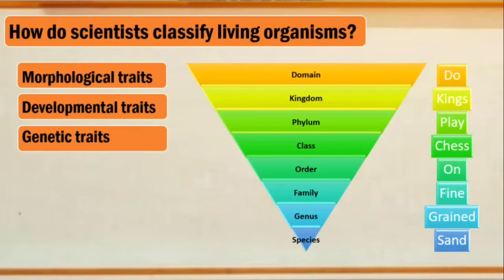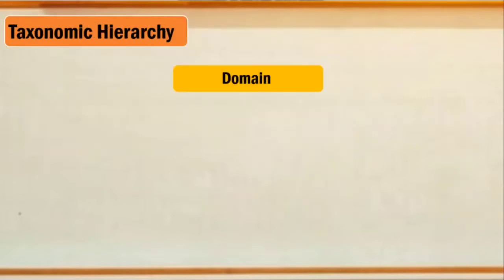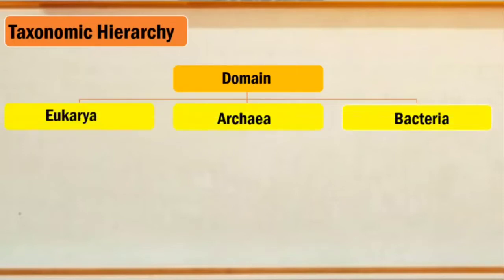Or, you may devise your own. Each level of the taxonomic hierarchy is known as taxon, and all the levels refer to taxa. Starting from the largest taxon, which is domain, organisms are classified into three large groups: the eukarya, archaea, and bacteria.